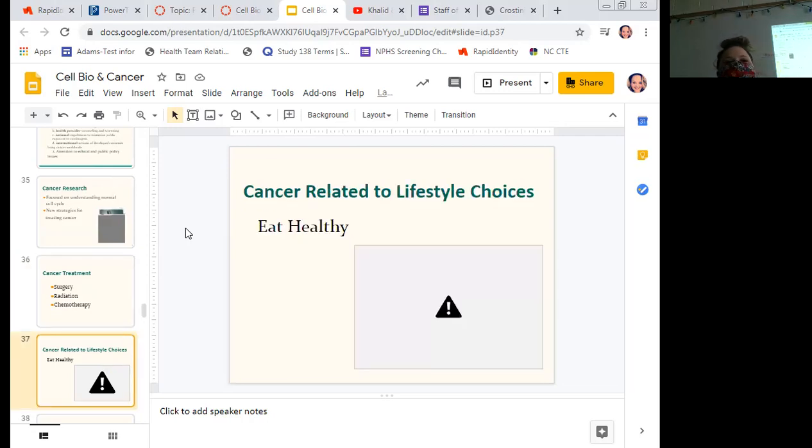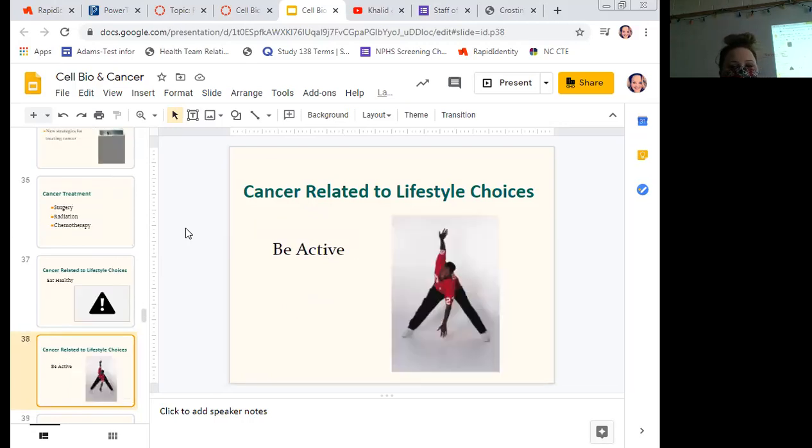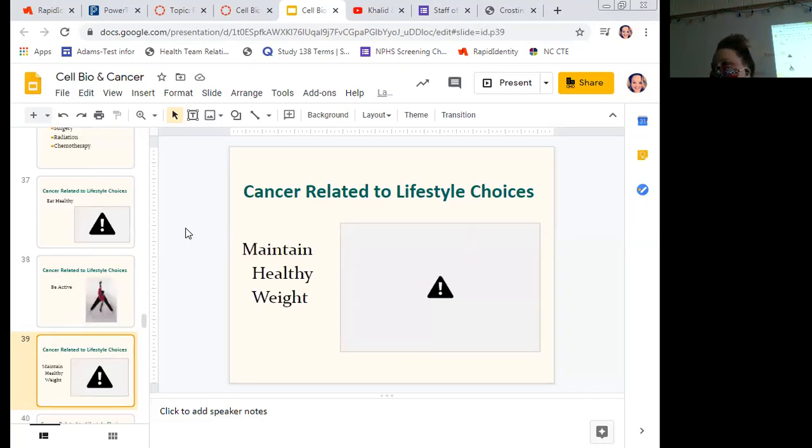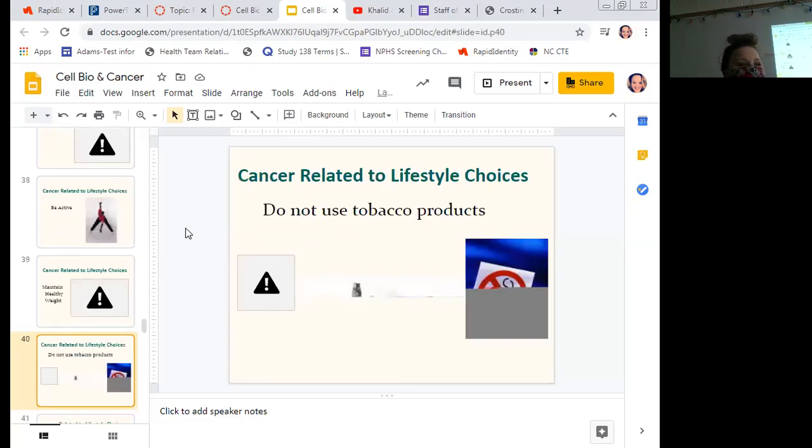Cancer-related lifestyle choices. These are common sense. If you eat healthier, you could have a lower risk of cancer. Being active is good for you all around. Maintaining a healthy weight. Not using tobacco products.